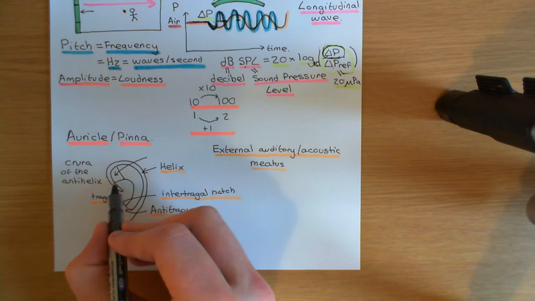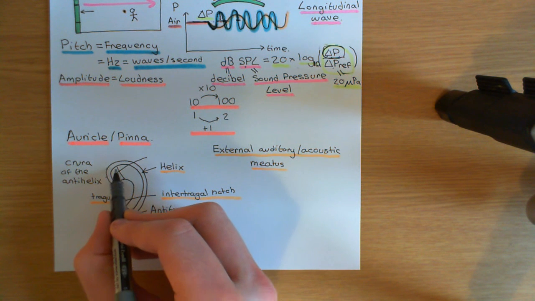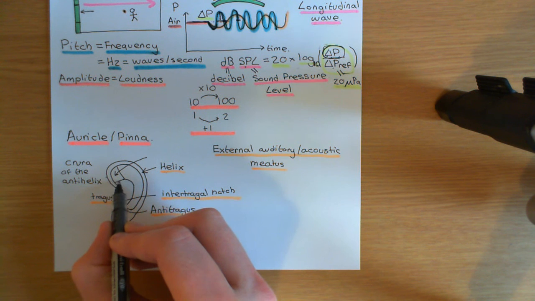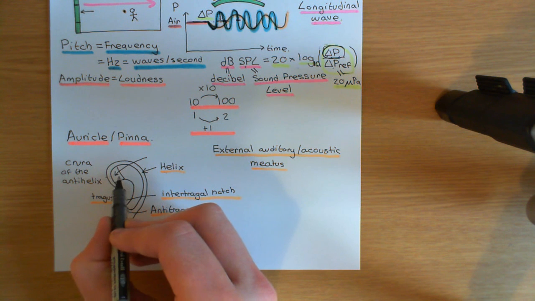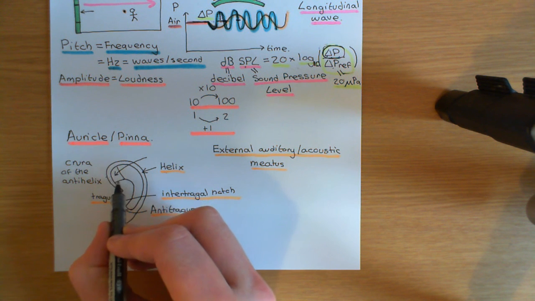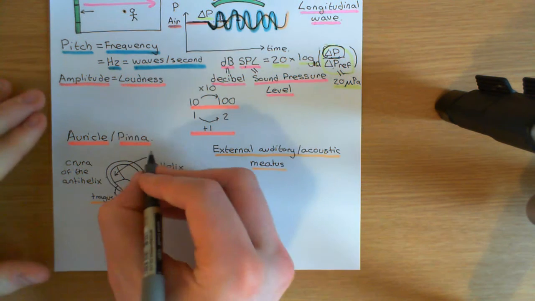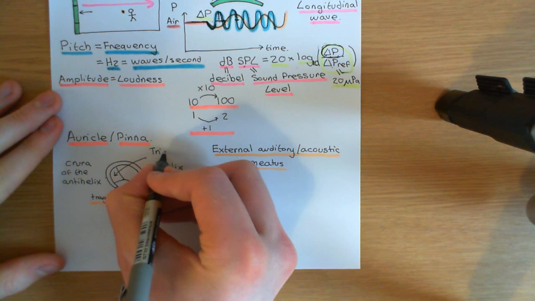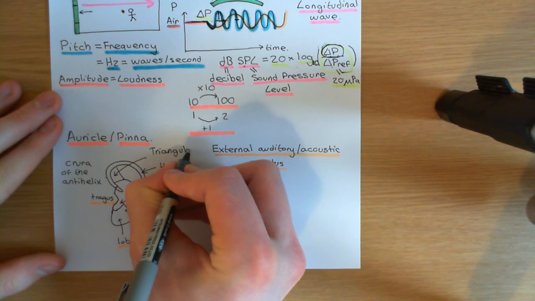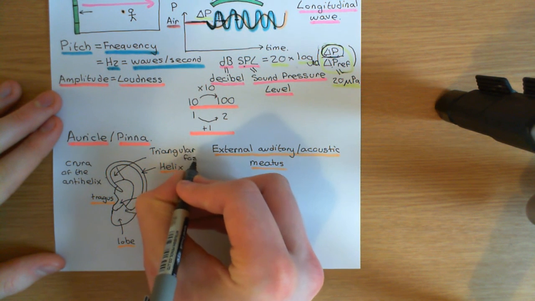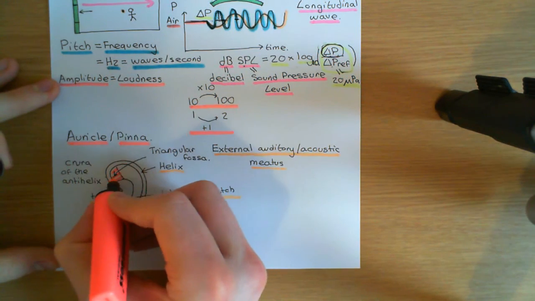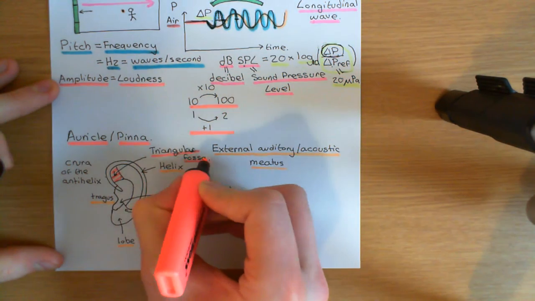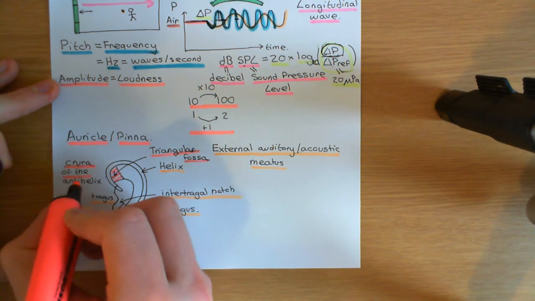So follow this portion round, try and feel this portion. This one's much less obvious than this one. This one's very easy to feel. Try and feel this one as well, and you'll feel that there is this space demarcated by those two boundaries and the helix in front, and this is what's known as the triangular fossa. So that space there in the auricle is called the triangular fossa, and I'll just colour in the triangular fossa here in red. Okay, so we've had the crura of the antihelix.